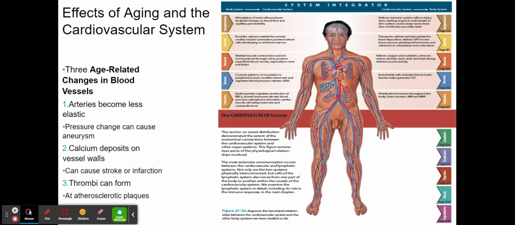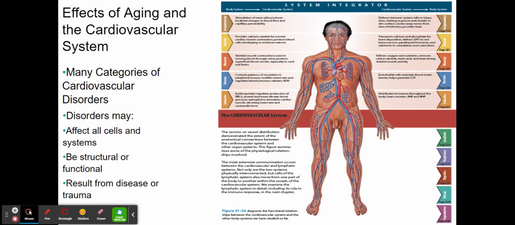3. Lipid deposits in the tunica media associated with a damaged endothelial lining and calcium salts can form atherosclerotic plaques. And 4. Thrombi can form at the atherosclerotic plaques. And finally, keep in mind that the cardiovascular system is both anatomically and functionally linked to all other systems.